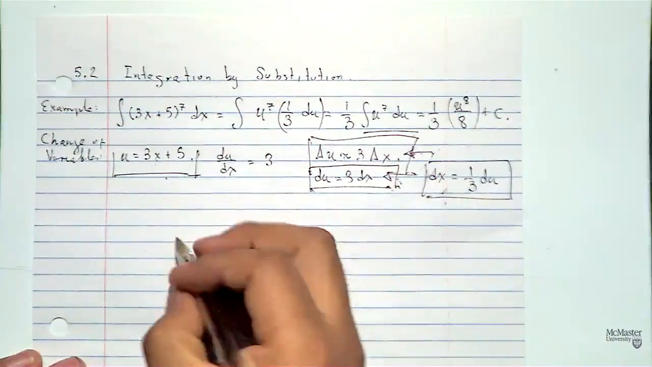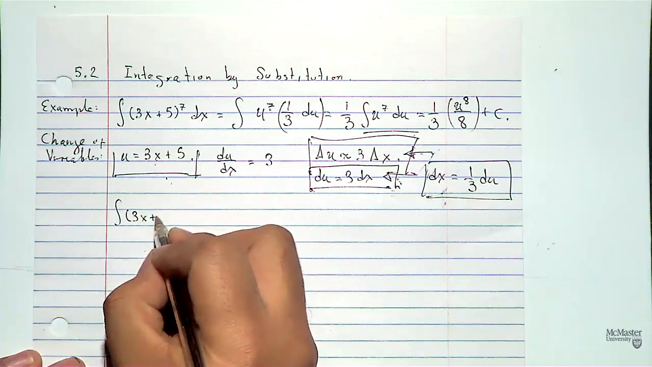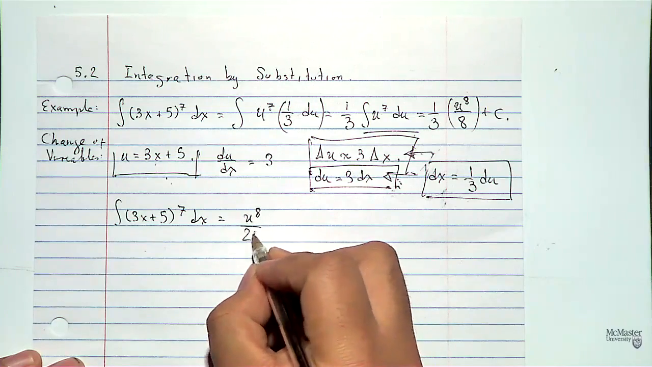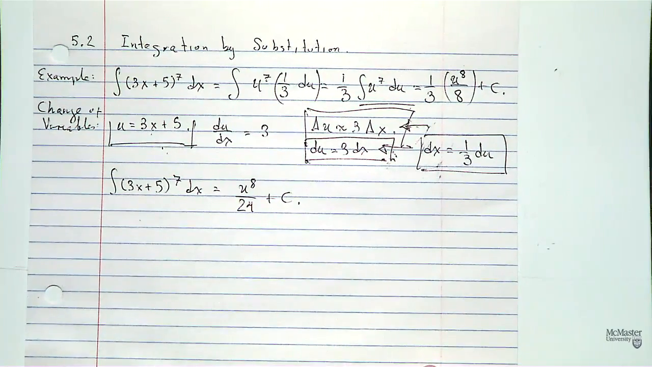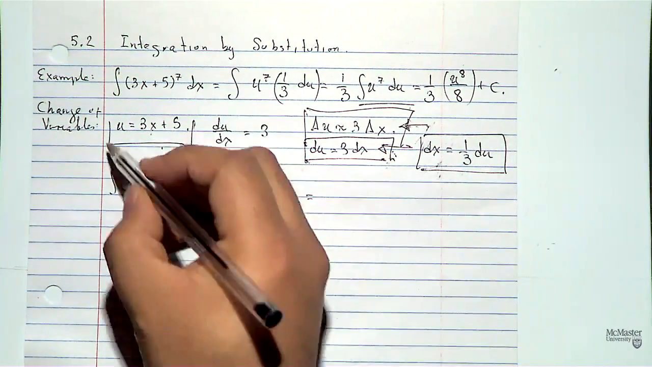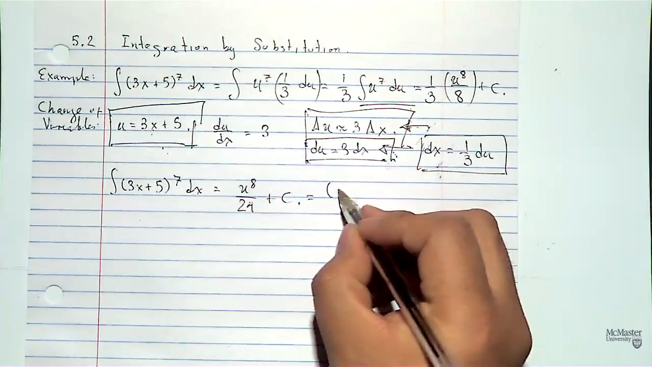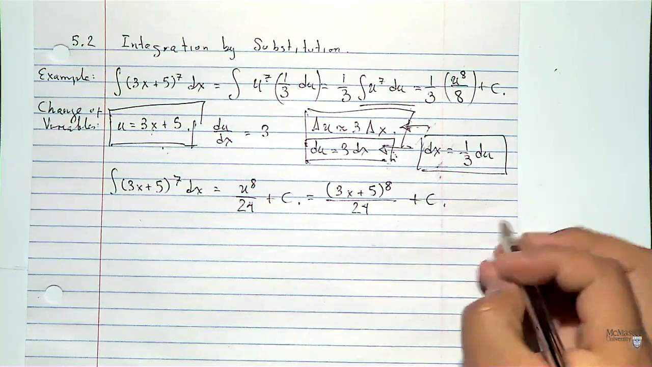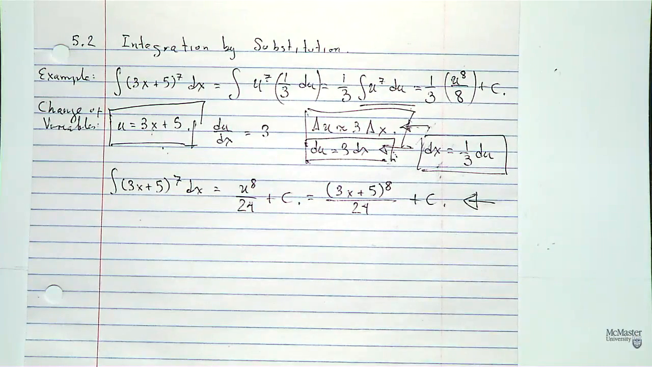So the result of that integration, the integral of (3x plus 5) to the 7th power dx, is u to the 8th over 3 times 8, which is 24, plus a constant of integration. Now I still have to substitute, because I know that u is equal to 3x plus 5. So this is (3x plus 5) to the 8th power divided by 24, plus a constant of integration. And this is the final result. This is a simple problem, but we can learn a lot from it, which is that by making a change of variables, we can make our life much easier.